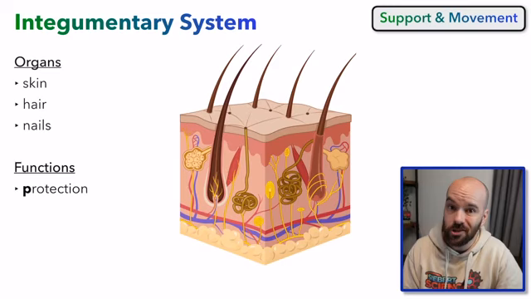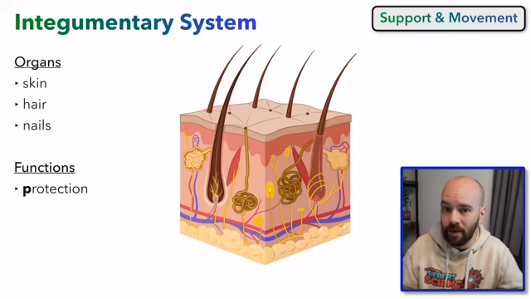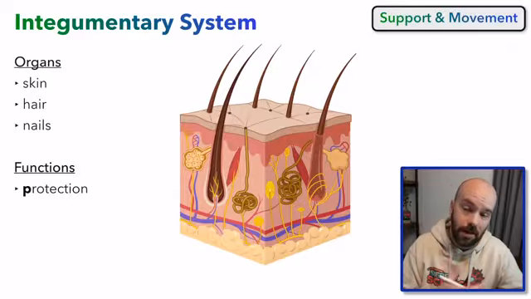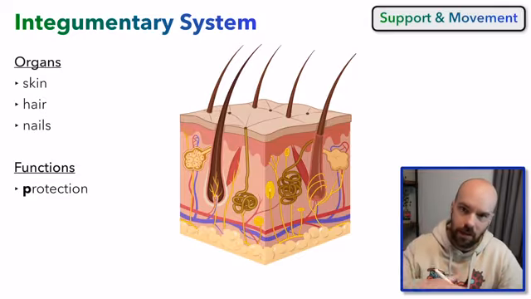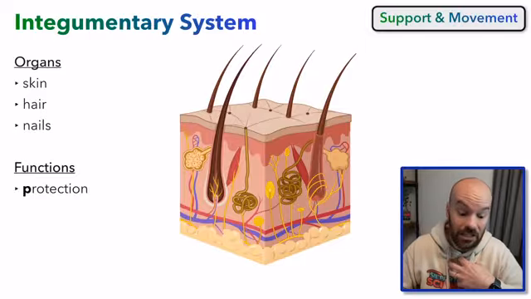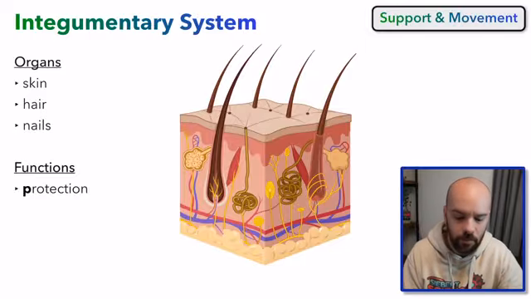The first one is protection, right? It's the outer layer of our body. It's going to prevent things from getting into our body that we don't want, such as bacteria and viruses that might be harmful to us. It also protects from things like UV radiation, so it's not damaging our internal organs and all of that. So protection is a big part of this.